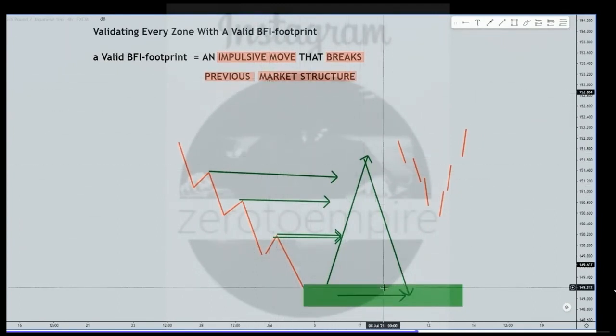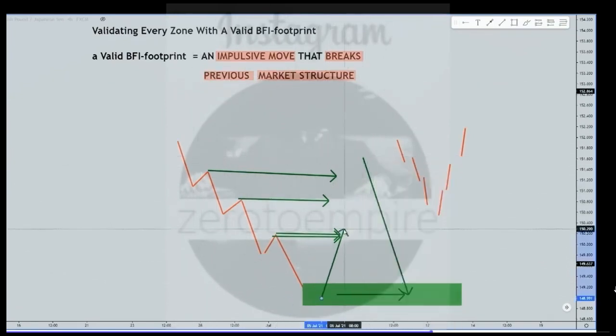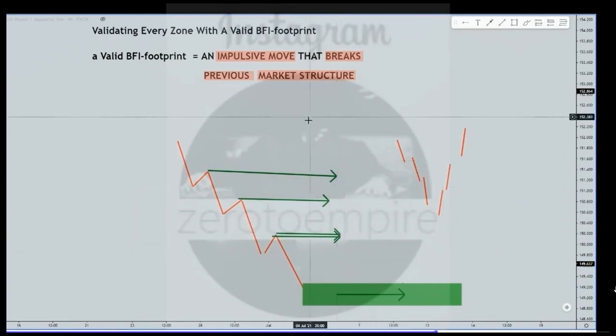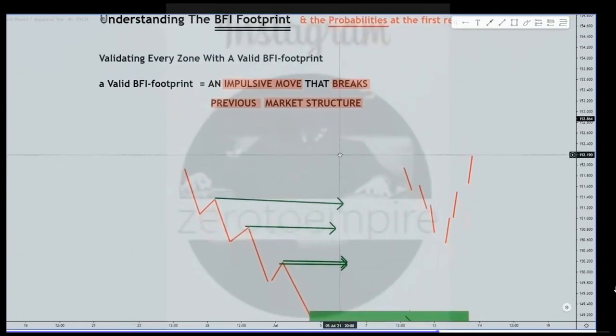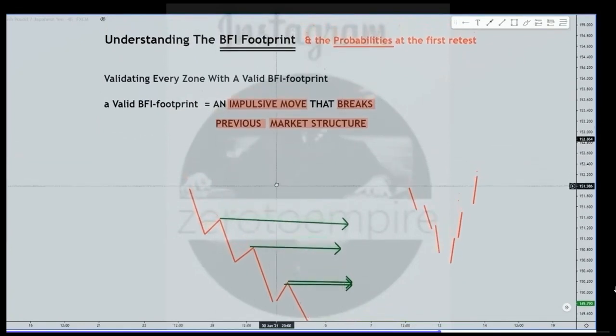You just have to look, if you're trading at a zone, look at the footprint that you used, because every zone has to be validated with a valid footprint. Yes, it could be valid, but there's shades, there's flavors. It could be a super weak one, some 4 hour basing zone that just broke a very little swing point versus maybe a weekly footprint. So it's probabilities, like we say, but understanding the footprint and the definition of a footprint.